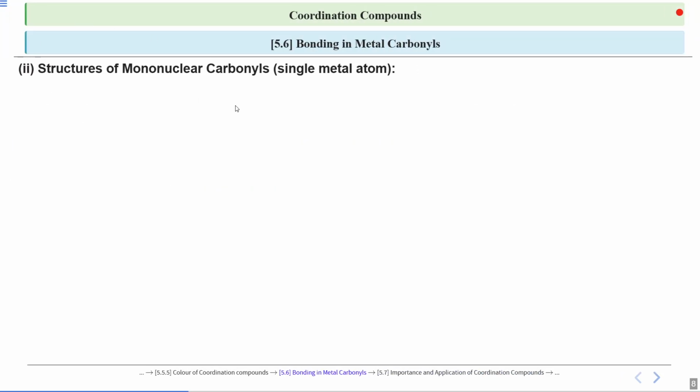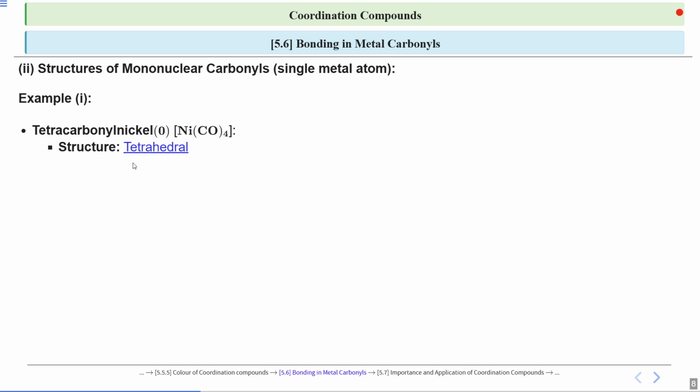Structures of mononuclear carbonyls. Mononuclear carbonyl means a single metal atom will be there. So let's take the example. The first example will be tetracarbonyl nickel(0), Ni(CO)4. Its name will be tetracarbonyl nickel(0), and its molecular formula will be Ni(CO)4. CO is the carbonyl ligand. Okay, so this is a mononuclear carbonyl, where the metal atom, that is nickel, is only one.